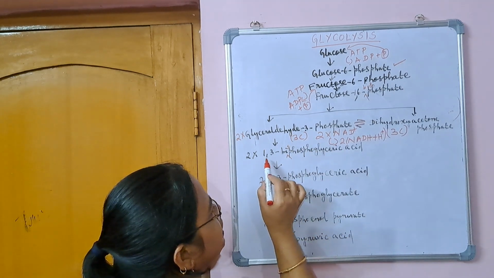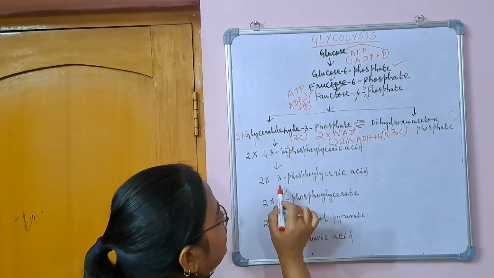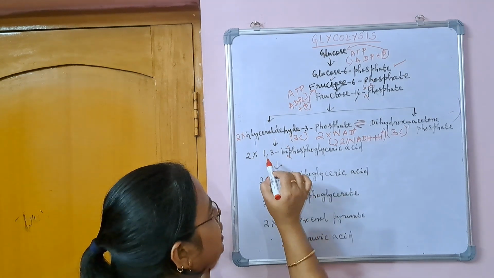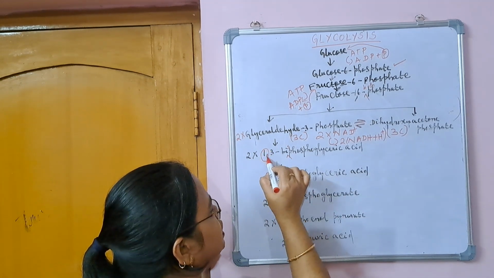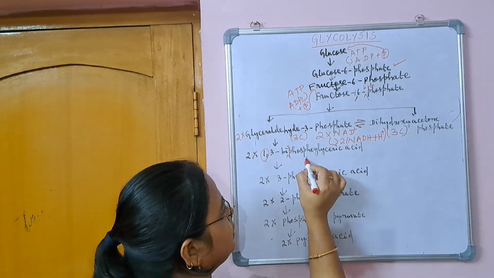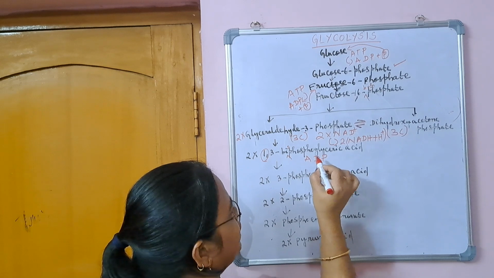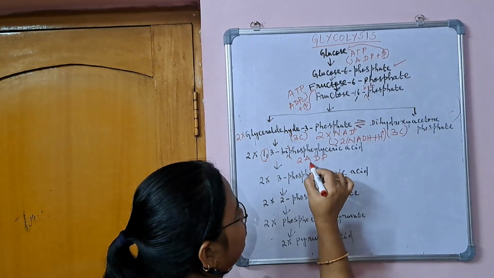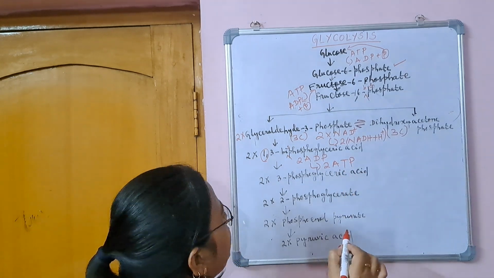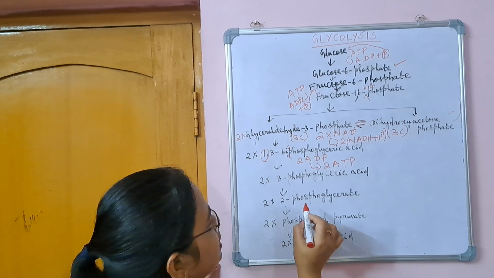Now 2 of these 1,3-bisphosphoglyceric acid will be further converted into 2 into 3-phosphoglyceric acid. Here you see at carbon position 1 a phosphate group was there that will be utilized for the production of ATP. Now here you write 2 ADP will be converted into 2 ATP. Everywhere I will be writing 2 because 2 molecules are entering for further steps.